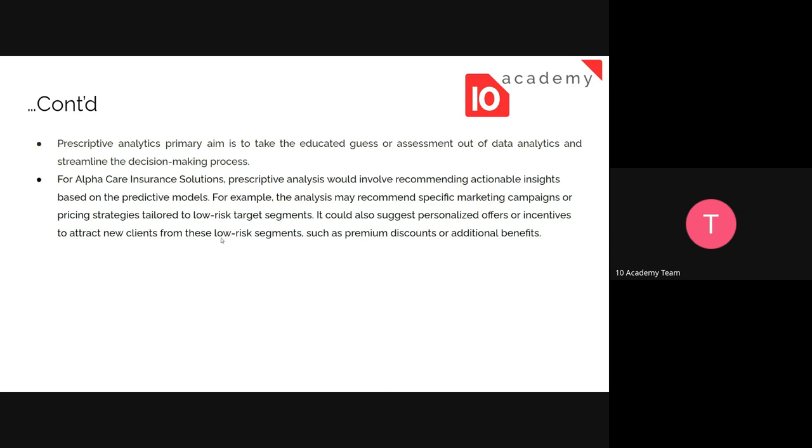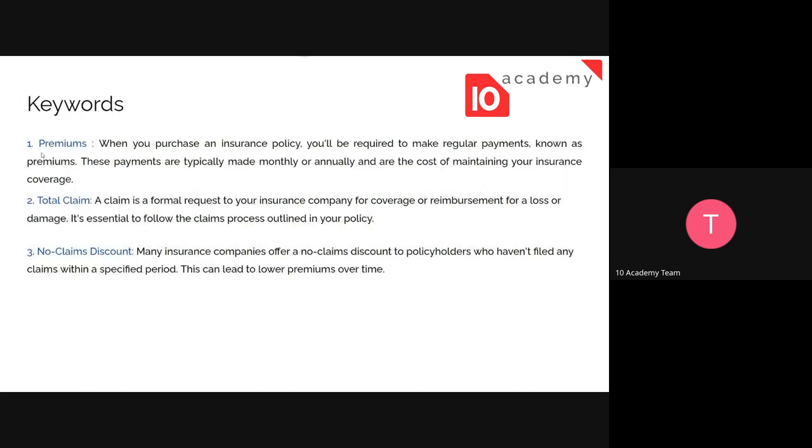Okay, so you can put many things from your perspective, but those can be one of the conclusions or results that we can reach depending on our prescriptive analytics. Maybe we have just mentioned premiums, total claim, no claim discount. There are many keywords related with the insurance company, so we need to be familiar with some words in order to understand the process and to do the analysis.